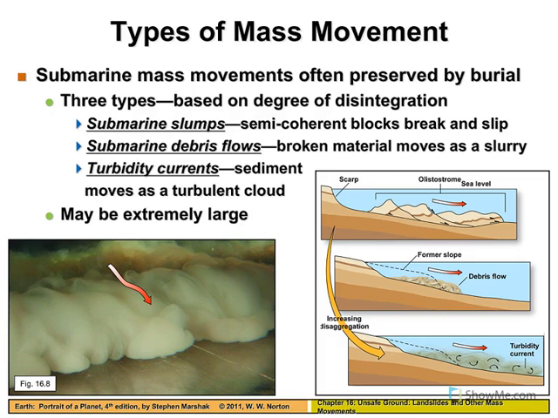So this last type of mass movement happens in the submarine setting. So this is occurring underwater. All the other ones we looked at occur on the land, up in the air. But here underwater we have three different types. And some of these we've actually seen before.